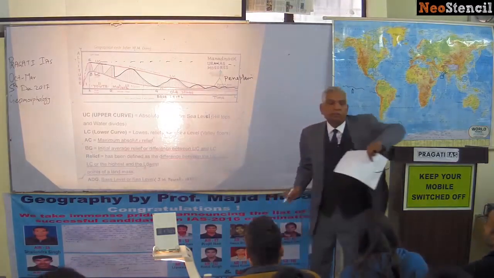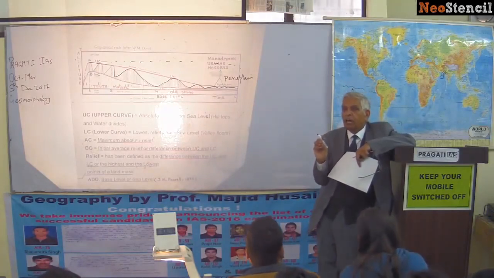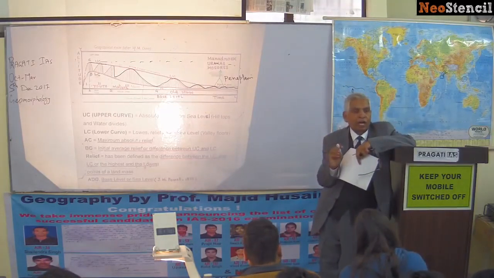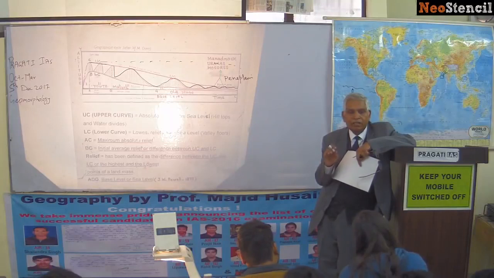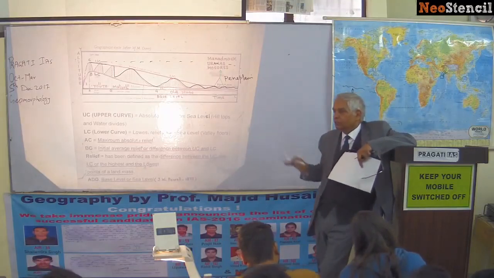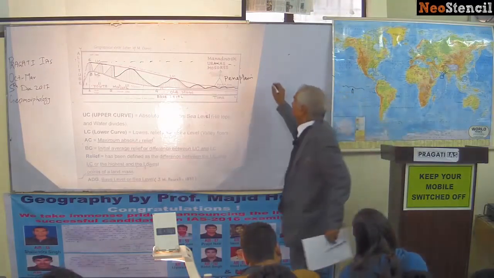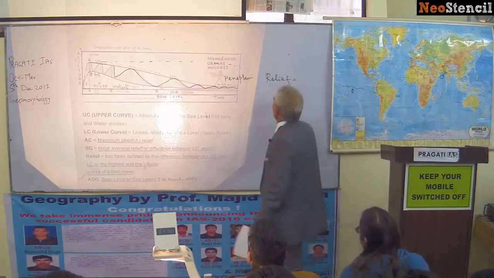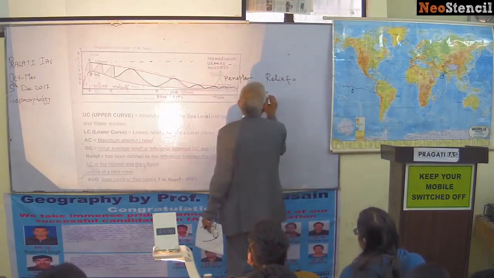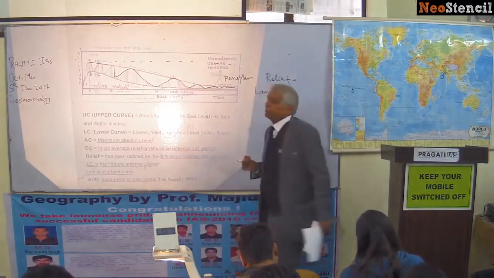Peneplain is a stage in which the slopes disappear. There may be remnant hard rocks. On these hard rocks, erosion is not possible or erosion is insignificant. The river has already reached the sea level. This is his model. He defined what is relief or landform. Somewhere you have to explain this.